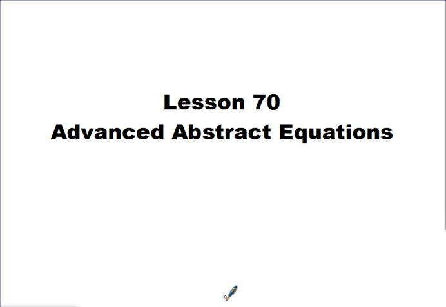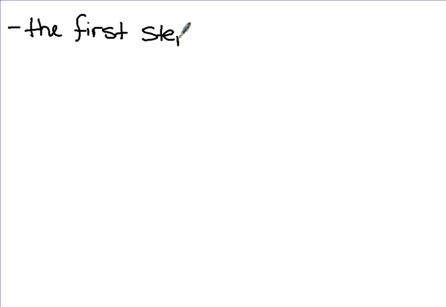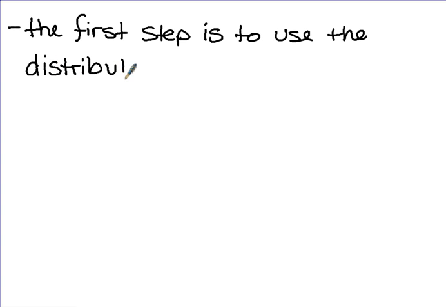Lesson 70, Advanced Abstract Equations. We have done problems like this before. We're adding one additional step into these problems. These are multivariable equations where we're picking out a specific variable and solving for it and setting everything equal to that variable. The only difference in these problems and the ones that we have done before is the first step is going to be using the distributive property. So we're going to be distributing a variable before we solve for another.